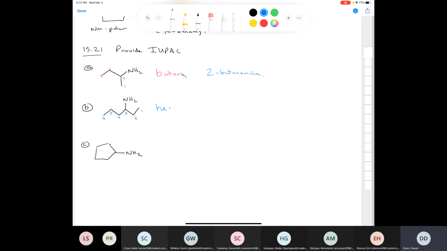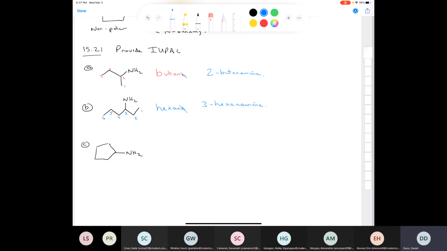So if I have a hexane derivative, I drop the E, and this becomes hexanamine. And my amino group is on the third carbon, so this would be 3-hexanamine.